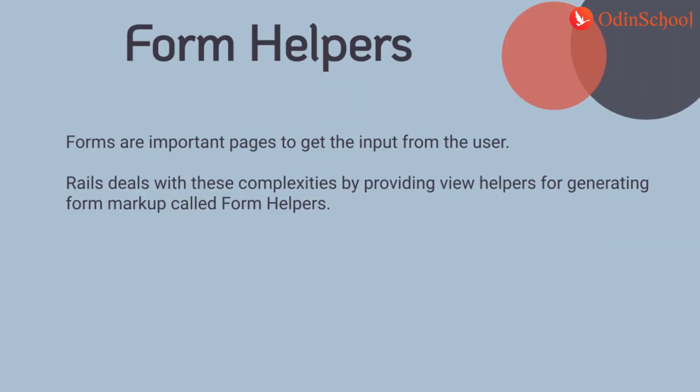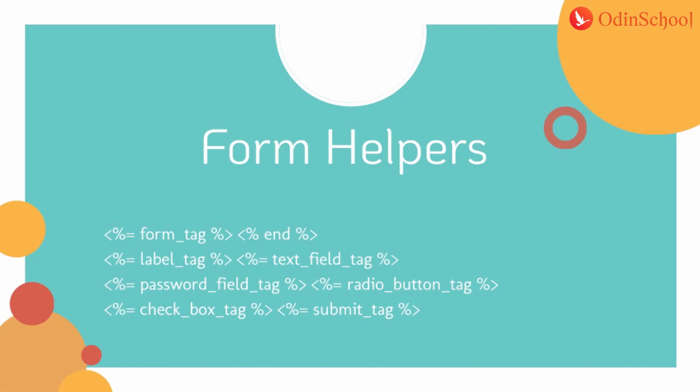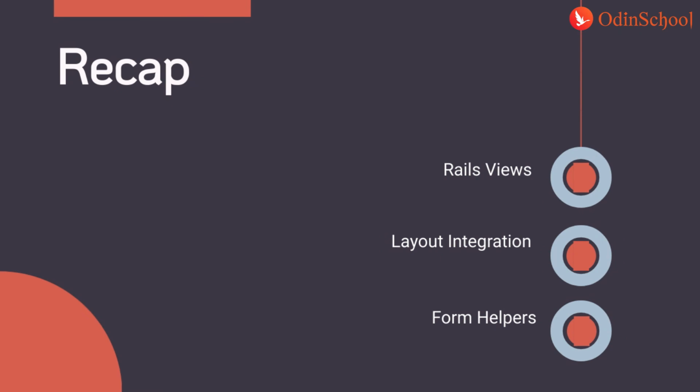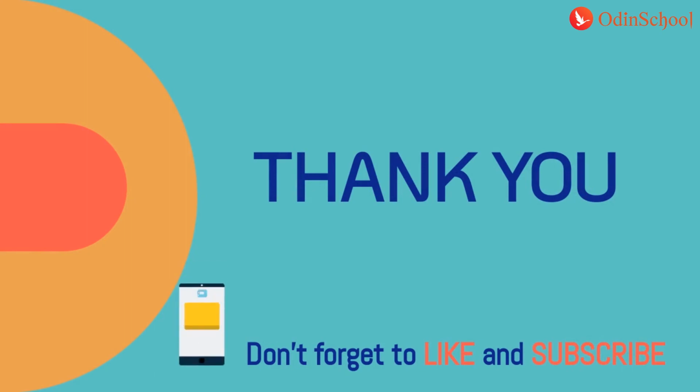Okay, so let us talk about the partials. Partials are nothing but files which start with an underscore. It is a common file which is going to be used in more than one or two places. Next, we talked about the form helper tags which we have studied right now. And finally, let us recap the topics we have learned in this video. We have talked about the Rails views, layout integration, form helpers and partials. Thank you so much for watching this video.